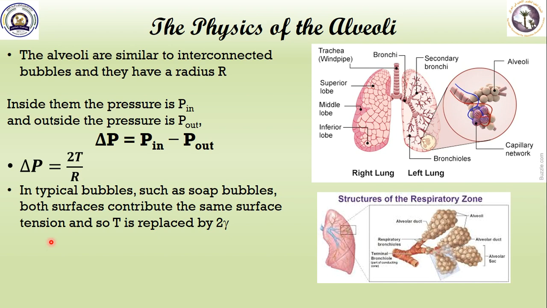Now we're going to get into the physics of the alveoli itself. We have two different pressures. One of them is inside the alveoli, we call it P in, which is the pressure inside the alveoli, and there is a pressure outside the alveoli, which is P out. To get into the transfer of the O2 or CO2 from the capillaries to the alveoli and vice versa, we have to deal with the pressure difference, which is equal to the pressure in minus the pressure out.